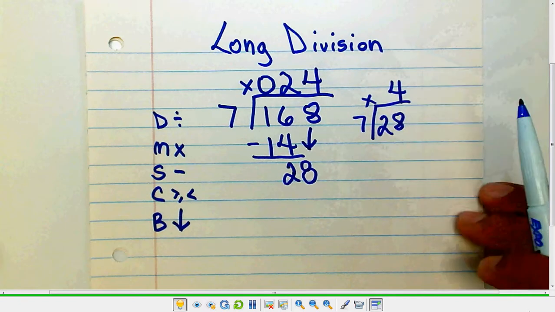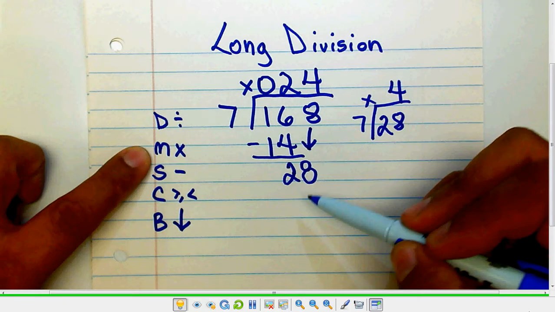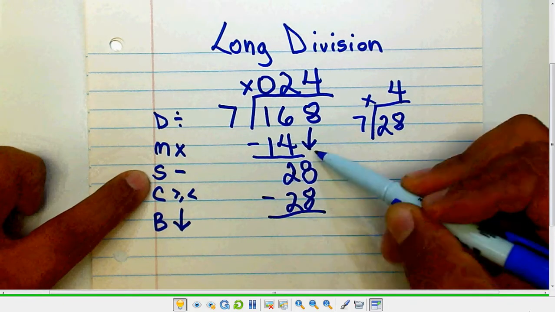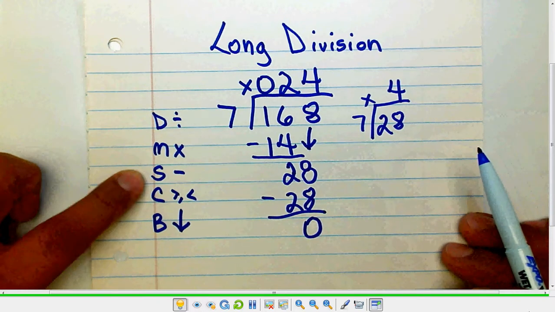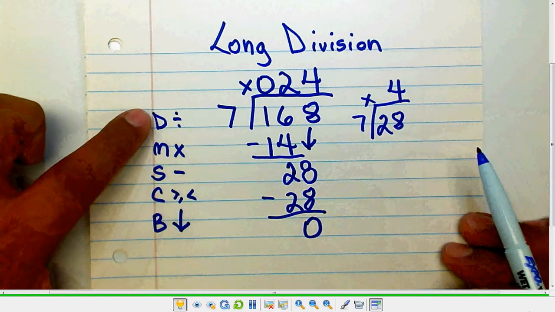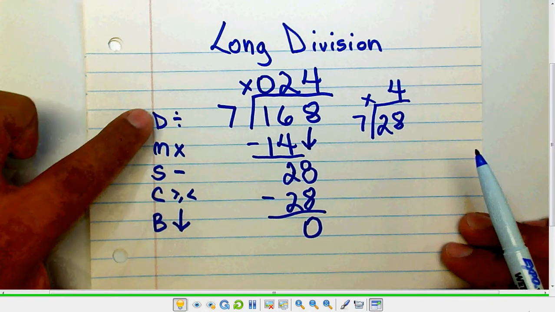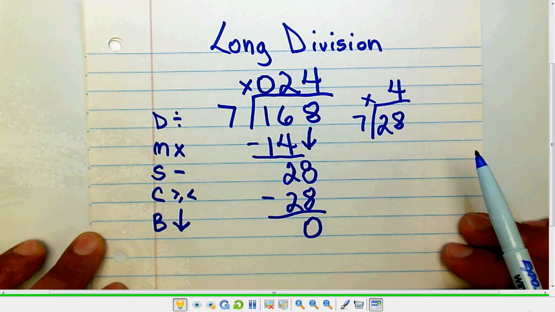So we just divided. Next step would be to multiply. 7 times 4, 28. Next step, subtract: 0. Most students get confused because they don't follow the steps. If you follow these steps, divide, multiply, subtract, compare, bring down, divide, multiply, subtract, compare, bring down, you won't have any problems.